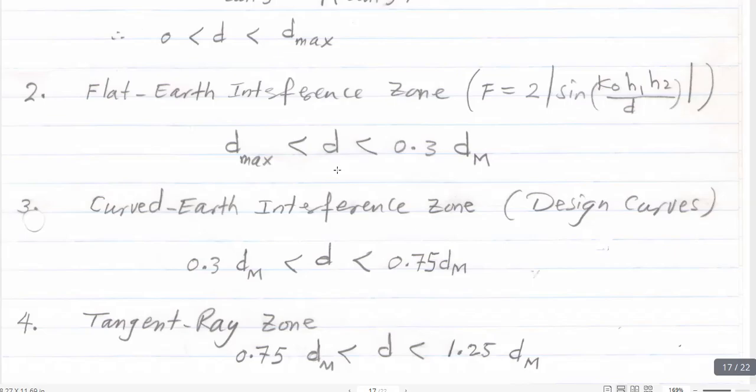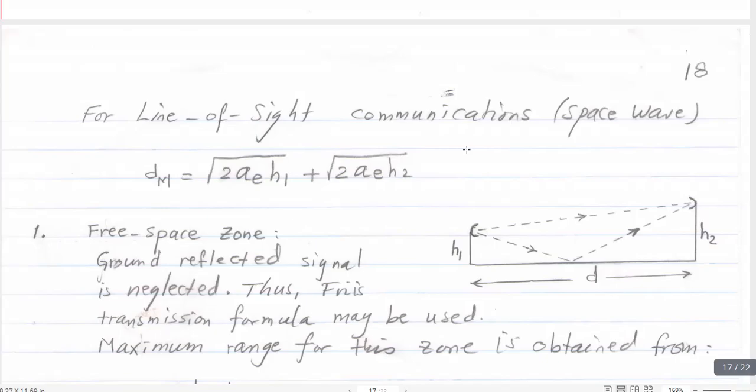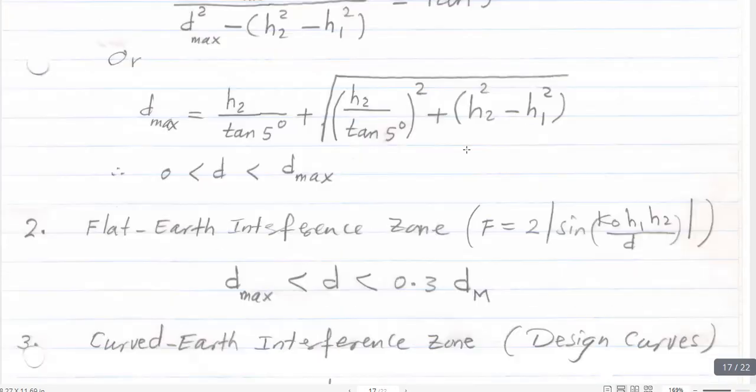For a flat Earth interference zone, the equation used, if you remember, was the path gain factor, twice the absolute value of sine k naught h1 h2 over d. H1 is the height of the transmitting antenna, h2 the height of the receiving antenna, d the distance between transmitting and receiving antennas, and k naught is the propagation wave factor. D should be greater than d max here, and less than 0.3 dm. dm is given by this equation here, the maximum line of sight range.